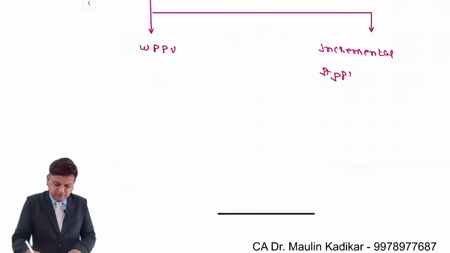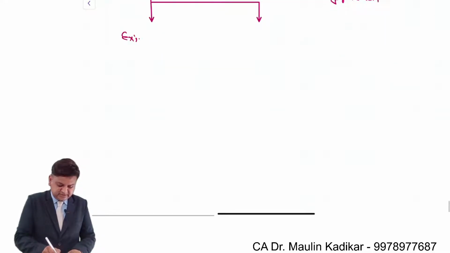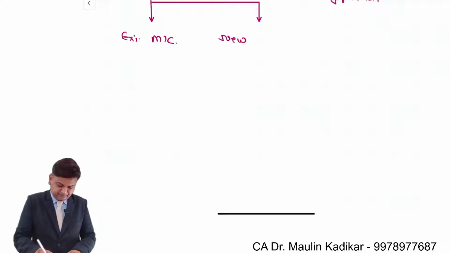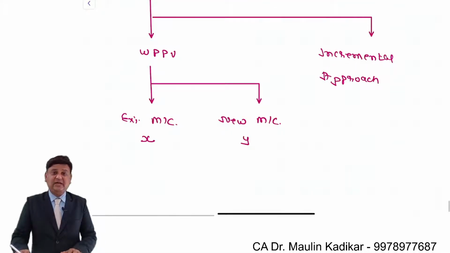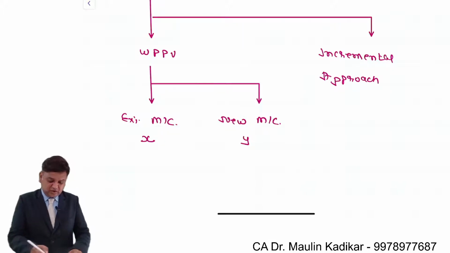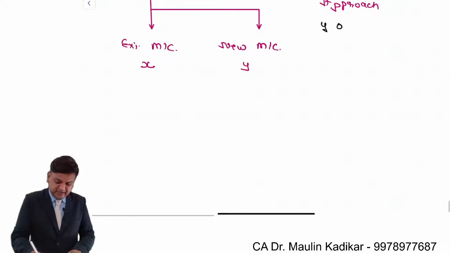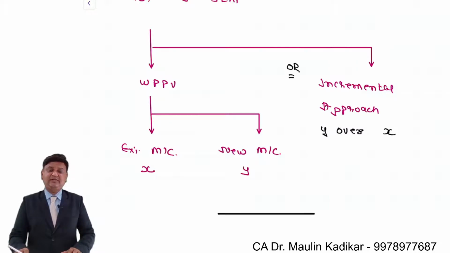In case of whole project point of view, we will calculate the NPV for both the options separately. Option number 1 is continue with existing machinery. Whatever NPV you get will be compared with the NPV for the new machinery. This is X and this is Y. The option having the higher positive NPV will be selected. Or otherwise, we can have the incremental approach. Incremental approach is Y over X. That is the way the incremental approach can be adopted.